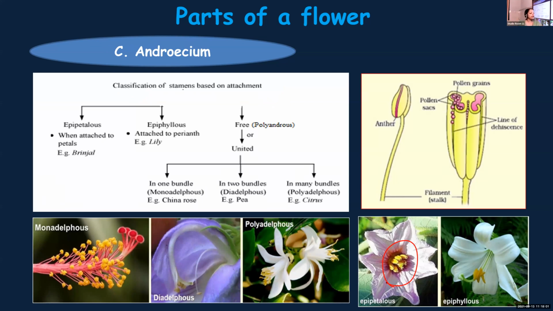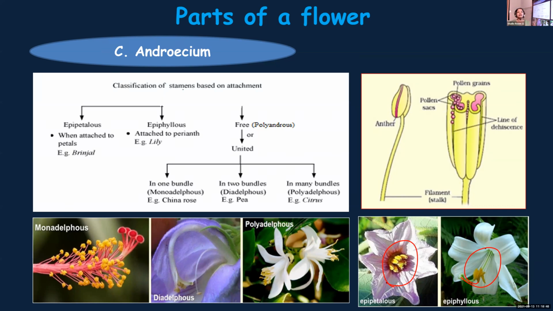And if it is attached to the perianth, then you can call it epiphyllous. Perianth is what you call it when, in a flower, petals and sepals are not distinct from each other, when you cannot distinguish between both. Lily is an example of epiphyllous. Epipetalous means stamens attached to the petals, for example brinjal. And when they are attached to perianth, you call it epiphyllous.